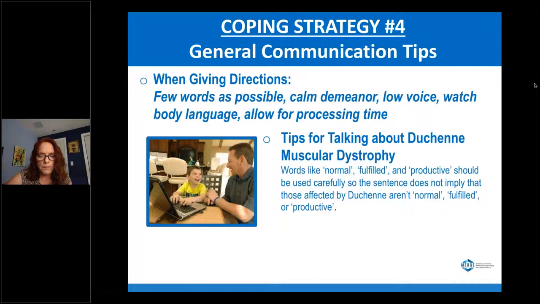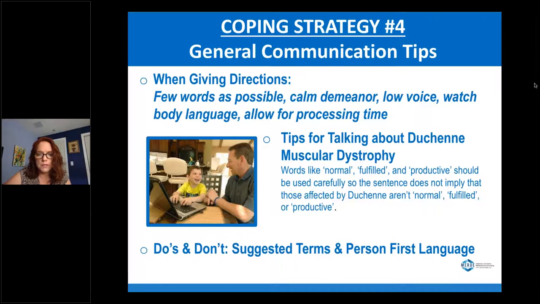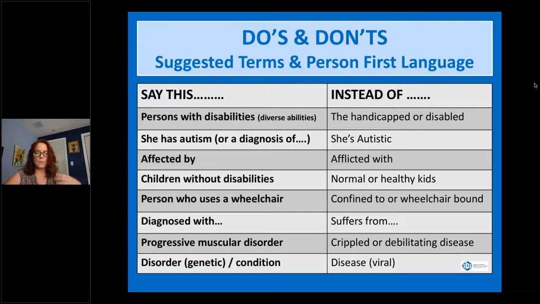And then do's and don'ts, suggested terms, and person-first language. So here are some suggestions to share with the group. When we want to say this, we want to use person-first language, which means that we are focused on the person first, and then the description comes afterwards. So here are some suggestions. We would say person with a disability or disability rather than the handicapped or disabled. Or an example is she has autism or a diagnosis of, rather than she's autistic.